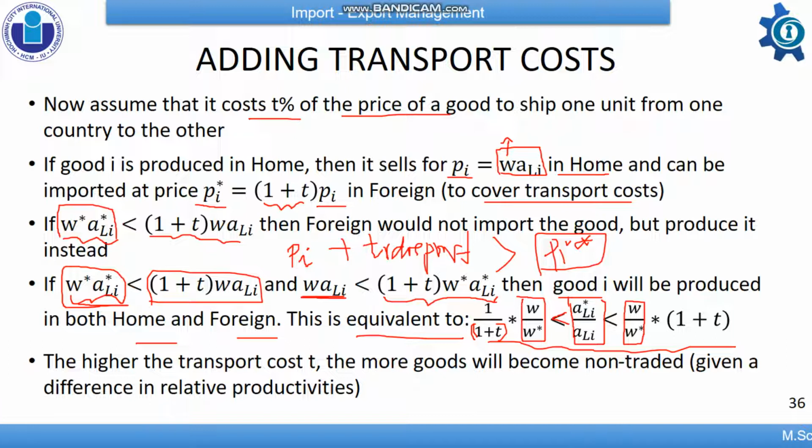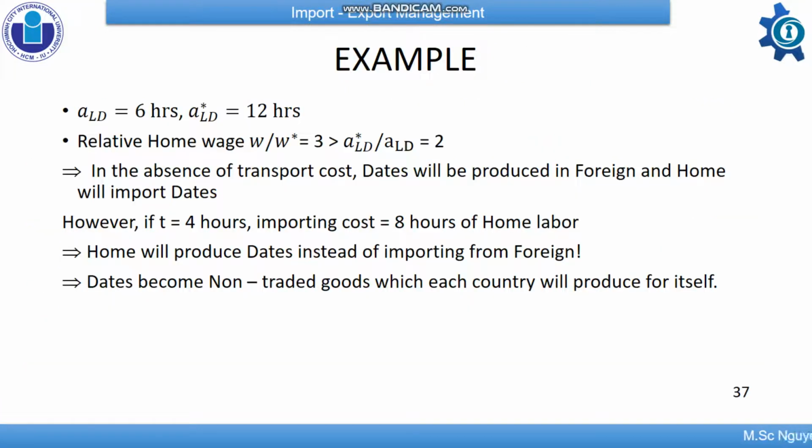If the transportation cost T increases, the goods will become non-traded. So if the transportation cost increases, more goods will become non-traded. So what are non-traded products? Let's see this example.